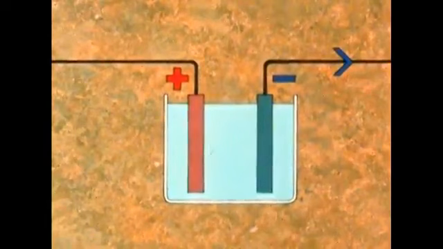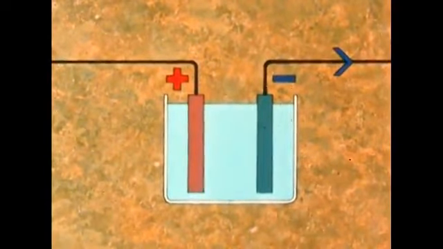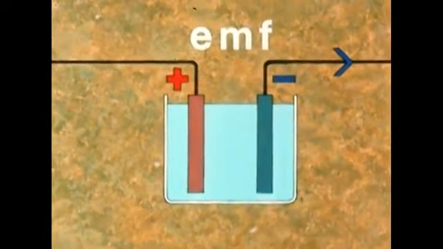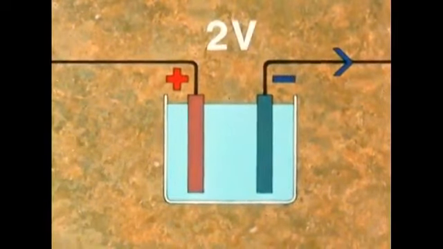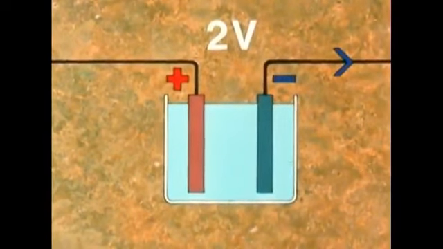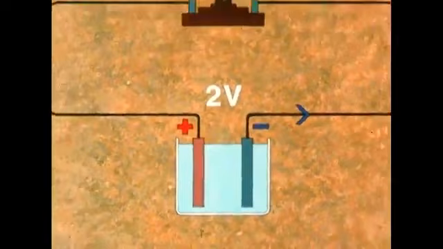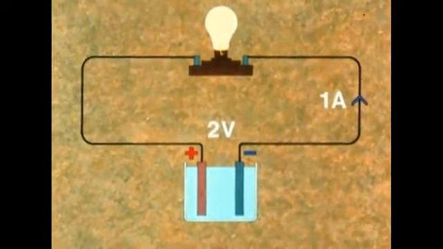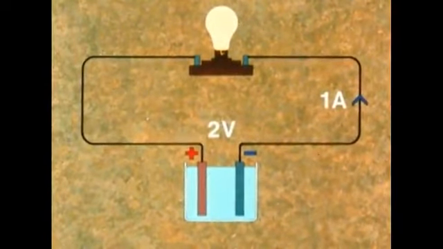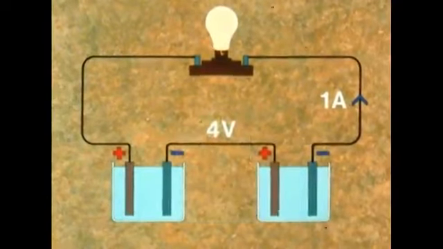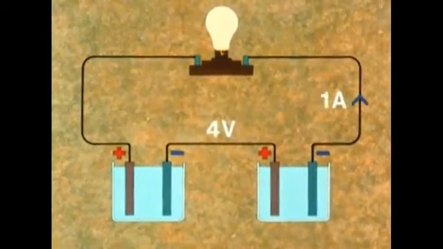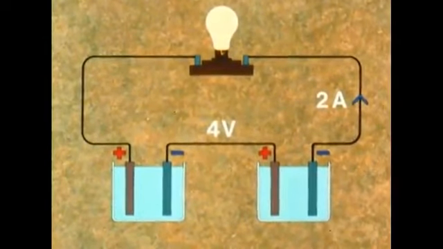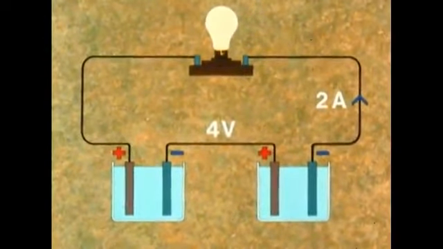We've also heard that the force driving these electrons around a circuit, the electromotive force, is measured in volts. A simple cell provides an EMF of about 2 volts. Now, suppose we connect such a cell to a circuit so that a current of 1 amp flows in it. If we double the EMF by connecting 2 cells together, the current will also double to 2 amps. So current and voltage increase together.